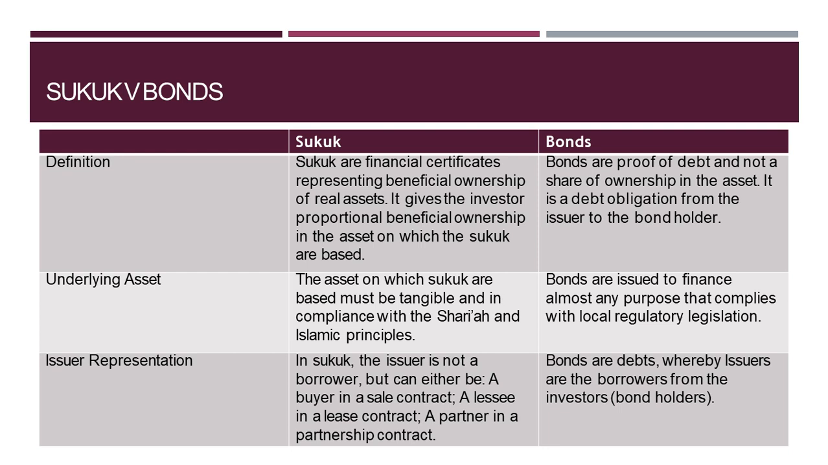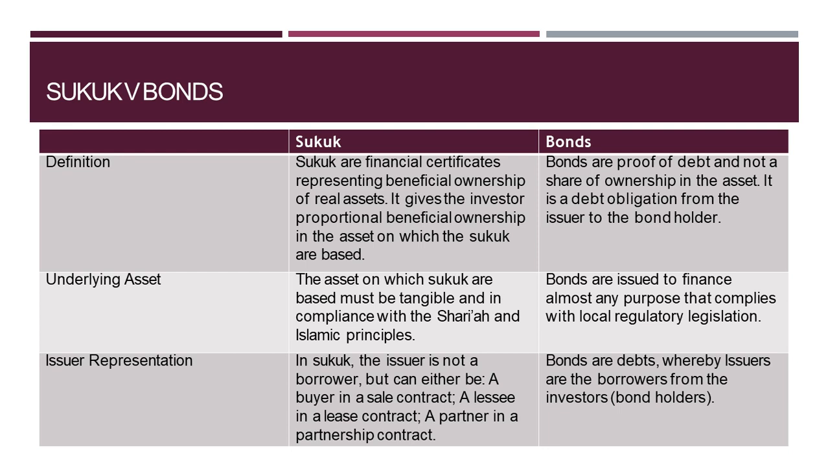If we look at the definition of sukuk and bond, sukuks are financial certificates representing beneficial ownership. Beneficial ownership means that when you are the owner of the sukuk, you will benefit from the cash flows. It is related to the real assets. It gives the investor proportional beneficial ownership in the assets on which the sukuk are based. But bonds are proof of debt and not a share of ownership. As I explained, sukuks are ownerships, but bonds are not ownerships, they are only debt instruments.